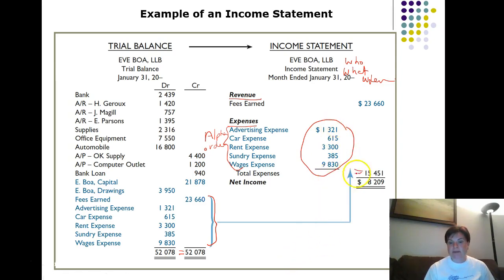Okay, so if I was to add up all of these, it would equal $15,451. So then we take our revenue, subtract our expenses to get net income. So write that down. Revenue minus expense equals net income. And if expenses are larger than revenue, then we will have a net loss.